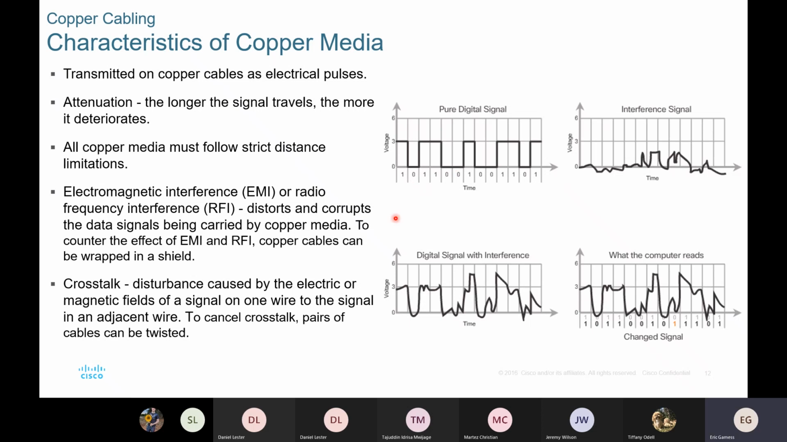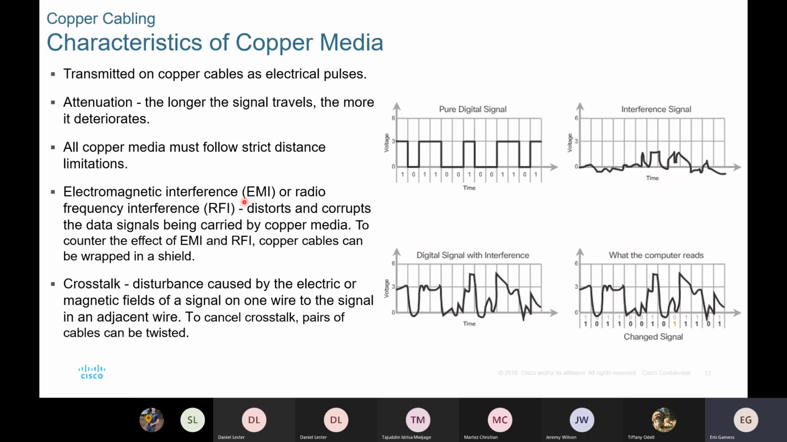Now, we can have noise. There are two big sources of noise: the electromagnetic interference and the radio frequency interference. The electromagnetic interference is due, most of the time, to engines. So for example, if you have an air conditioner at home and you run a UTP cable too close to the air conditioner, when the air conditioner is working, the engine of the air conditioner creates a magnetic field. And this magnetic field puts noise into your signal.